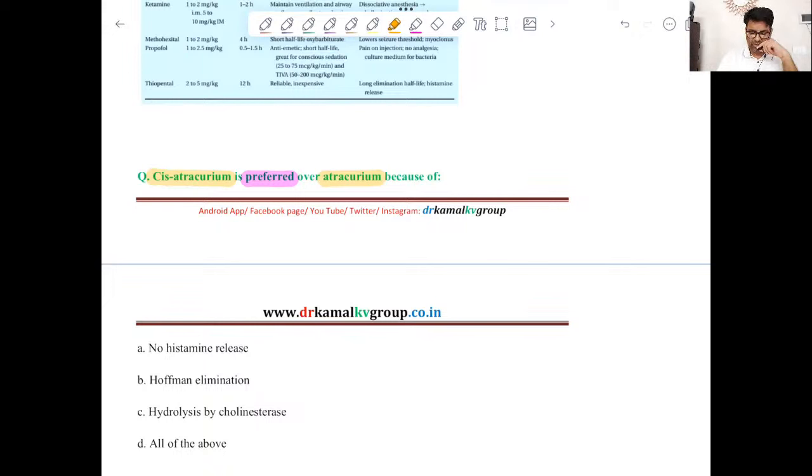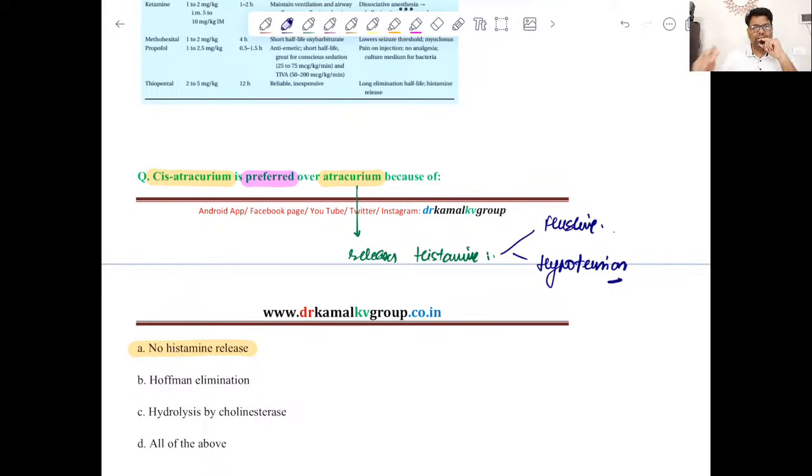Very good, very good. So one reason is that cisatracurium does not cause histamine release. Now this atracurium releases histamine. And what are the effects of histamine? Of course, there will be flushing, there can be hypotension, right? So if we are giving cisatracurium, we are obviously avoiding these side effects like flushing or hypotension, which are because of histamine release. Number one.